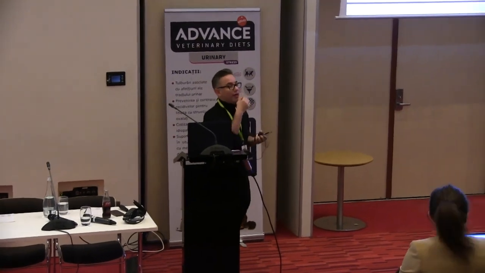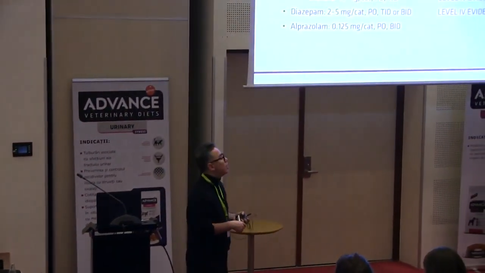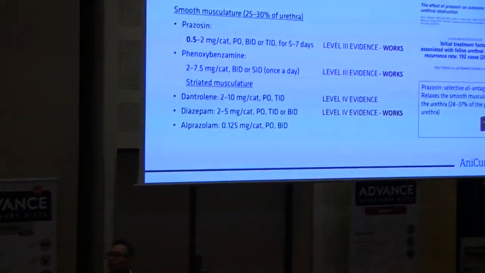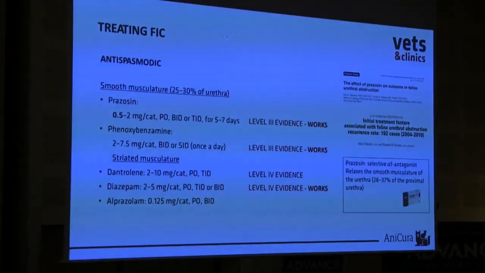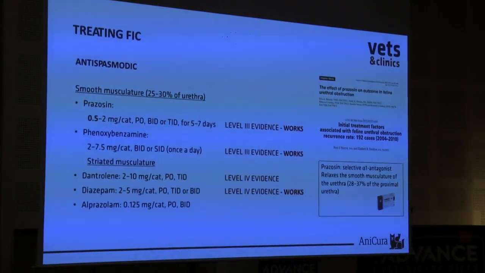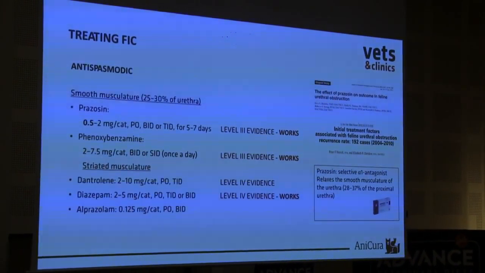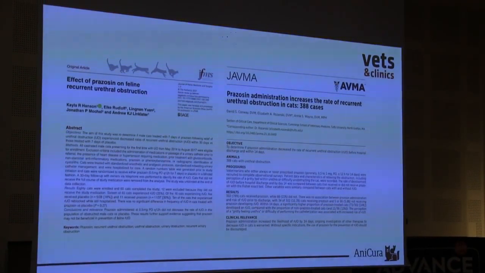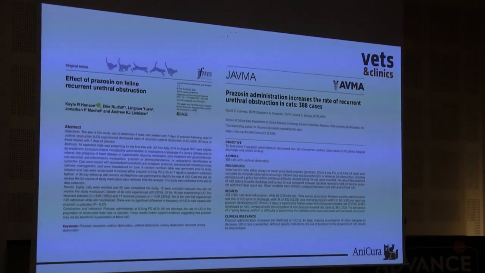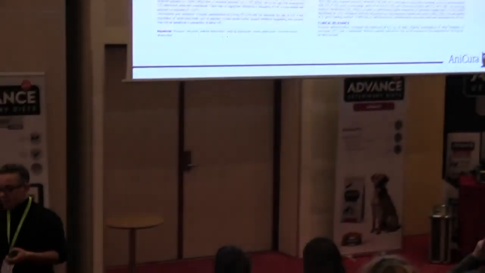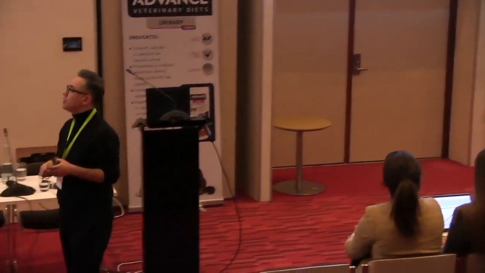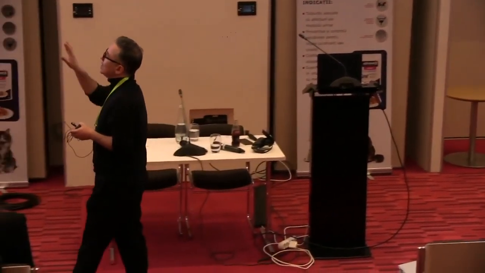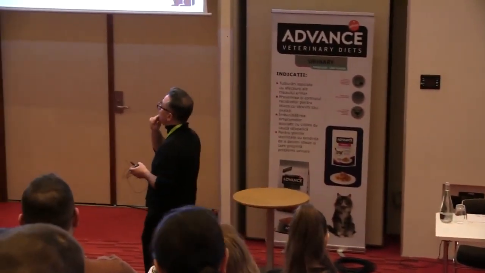Antispasmodic. Okay, when we read about FIC, all papers and all books recommend using prazosin. What is happening right now? What evidence do we have? We have these 2 studies showing that prazosin is right now not working. I mean, it does not decrease the number of recurrences in the first month that the cat is treated, or the first days the cat is treated.